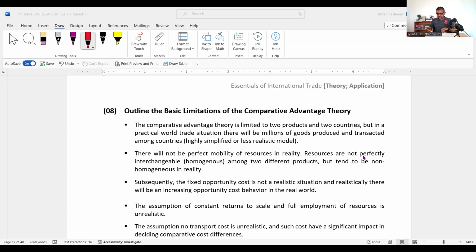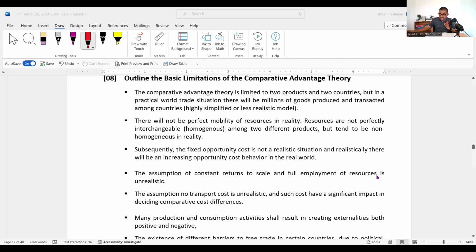Finally, it says no transportation cost and externalities. Again, not very practical, because in the real world, transportation cost is a big part of international trade. Isn't it? Logistics is a big part of international trade. Also, when we engage in different economic activities, there is very much the possibility of externalities, both positive as well as negative. Right. Keeping those assumptions in mind, let's quickly go through the limitations.